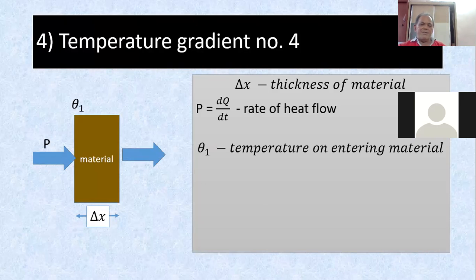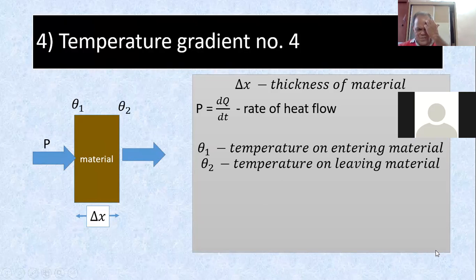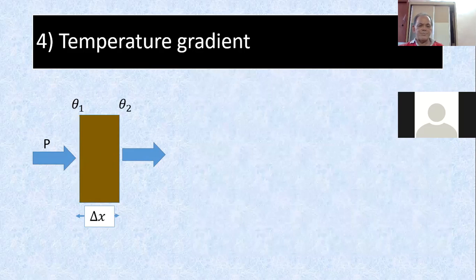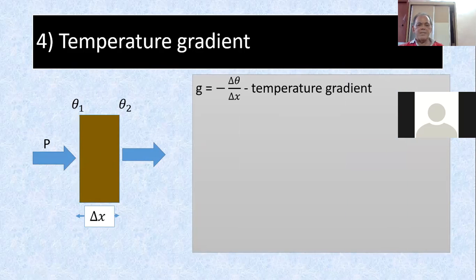Q1 is where it enters. That's theta 1, temperature on entering. Theta 2 is the temperature where the heat leaves. And the temperature must be greater as you enter, so theta 1 is greater than theta 2. So delta theta, the change or difference in temperature, is theta 1 minus theta 2. Isn't it theta 2 minus theta 1? Theta 1 minus theta 2, the larger minus the smaller.